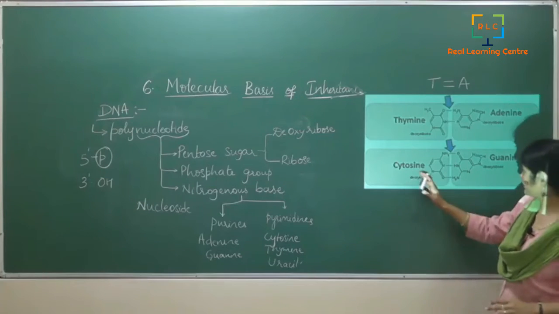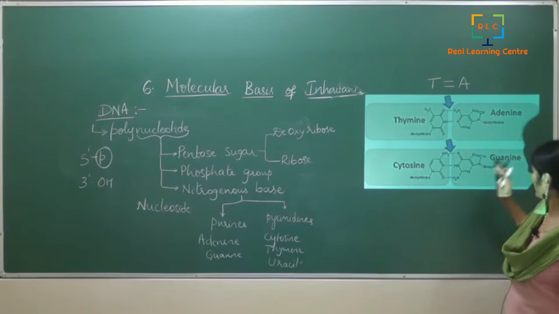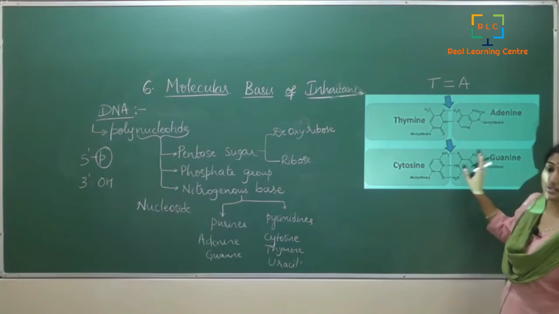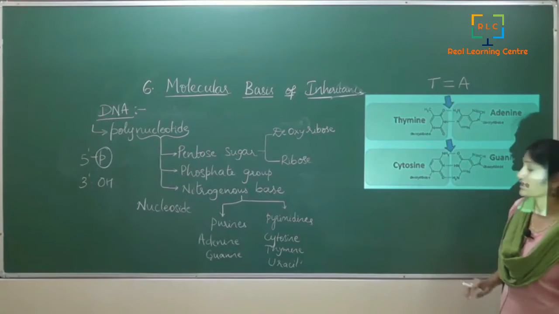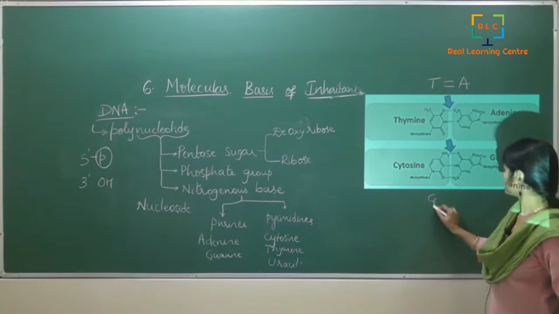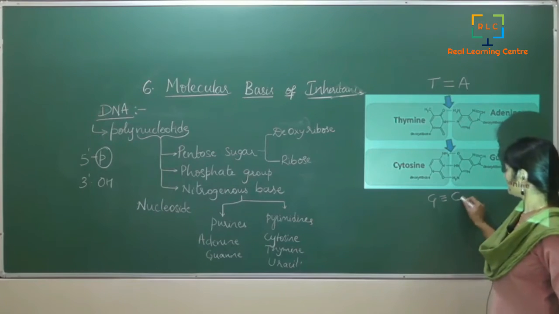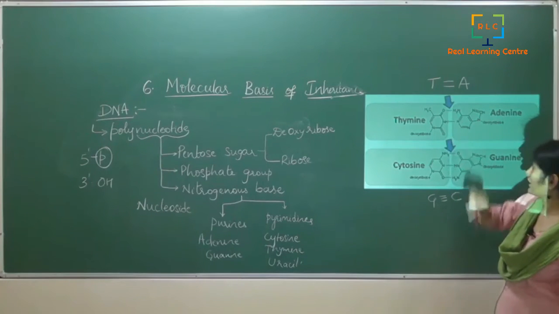Similarly, we have cytosine always pairing with guanine. Guanine is again a purine having a two-ring structure, and cytosine, a pyrimidine, having one ring. So you have G pairing with C. You see that there are three hydrogen bonds.